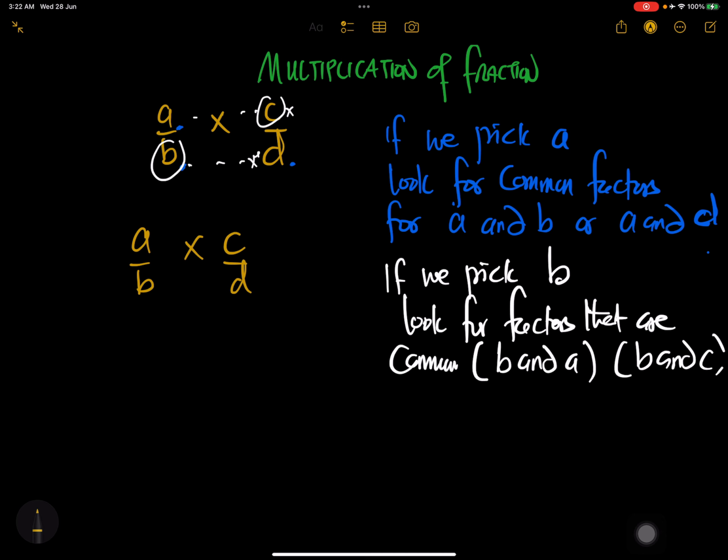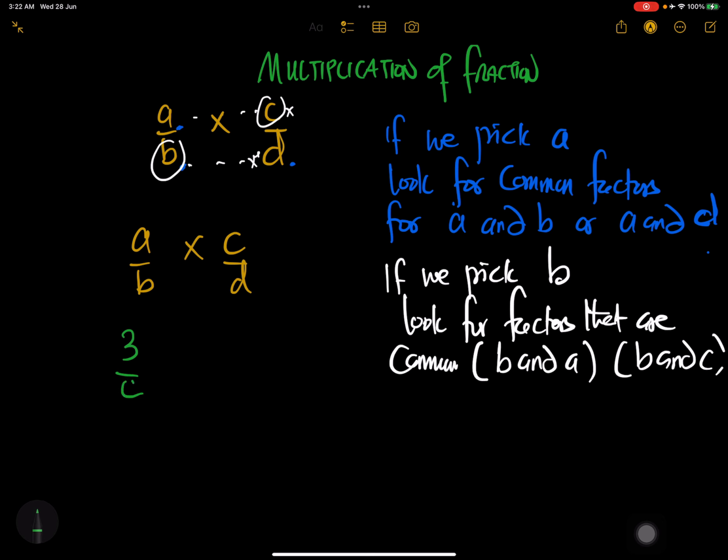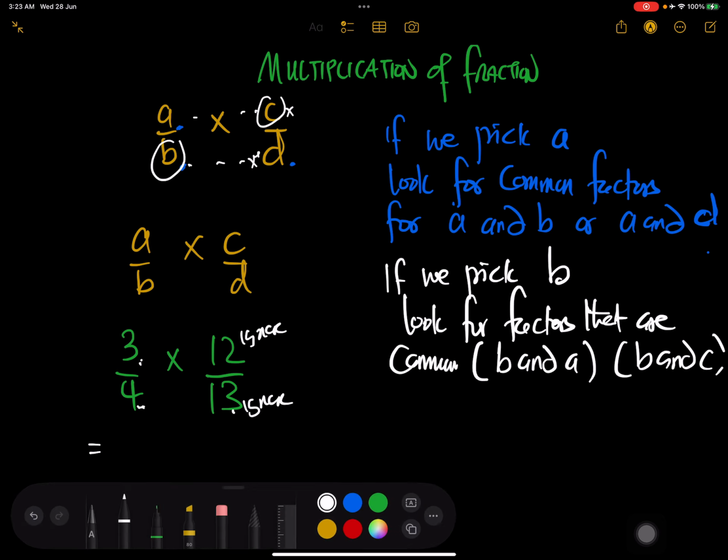Let's say the example we have is 3 over 4, multiplied by 12 over 13. We're looking for common factors. If we pick 3, we ignore the 12. Is there a common factor between 3 and 4? No. Between 3 and 13? No. Now we pick 4, and we ignore the 13. What's a common factor between 4 and 3? There's none. But what's a common factor between 4 and 12? I think that's 4.